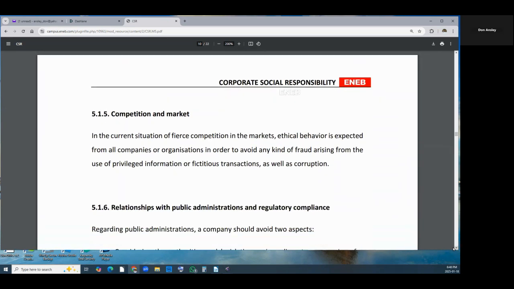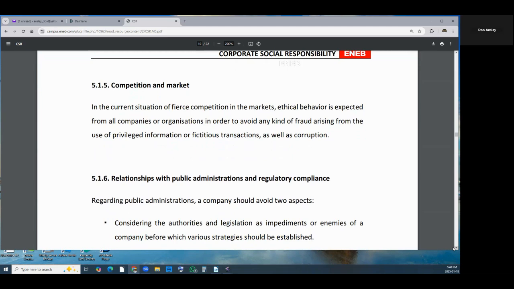Competition and marketing. In the current situation of fierce competition in the markets, ethical behavior is expected from all companies or organizations in order to avoid any kind of fraud arising from the use of privileged information or fictitious transactions, as well as corruption. Relationships with public administration and regulatory compliance.